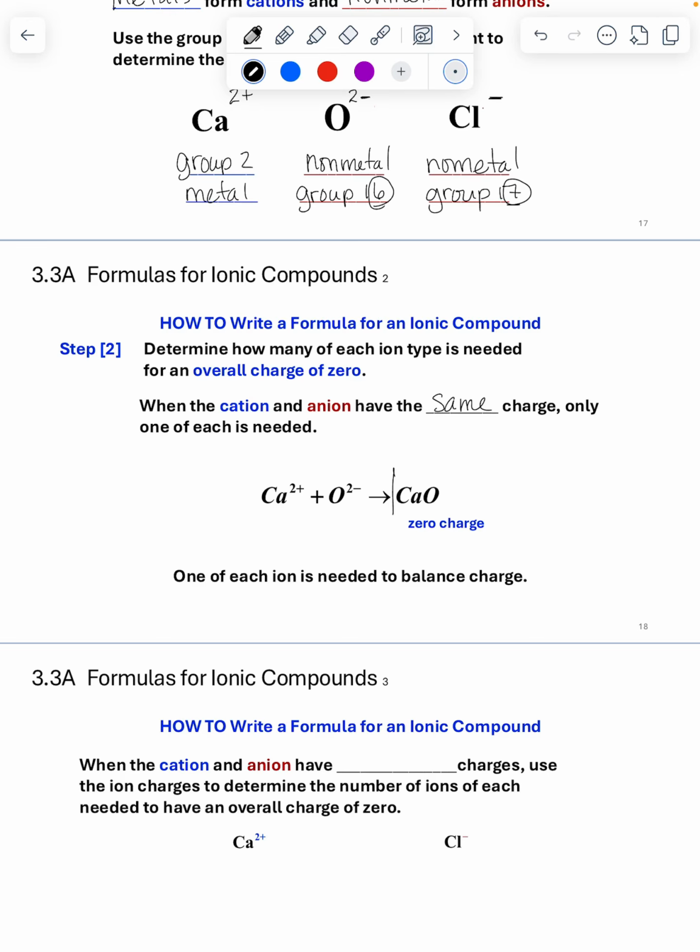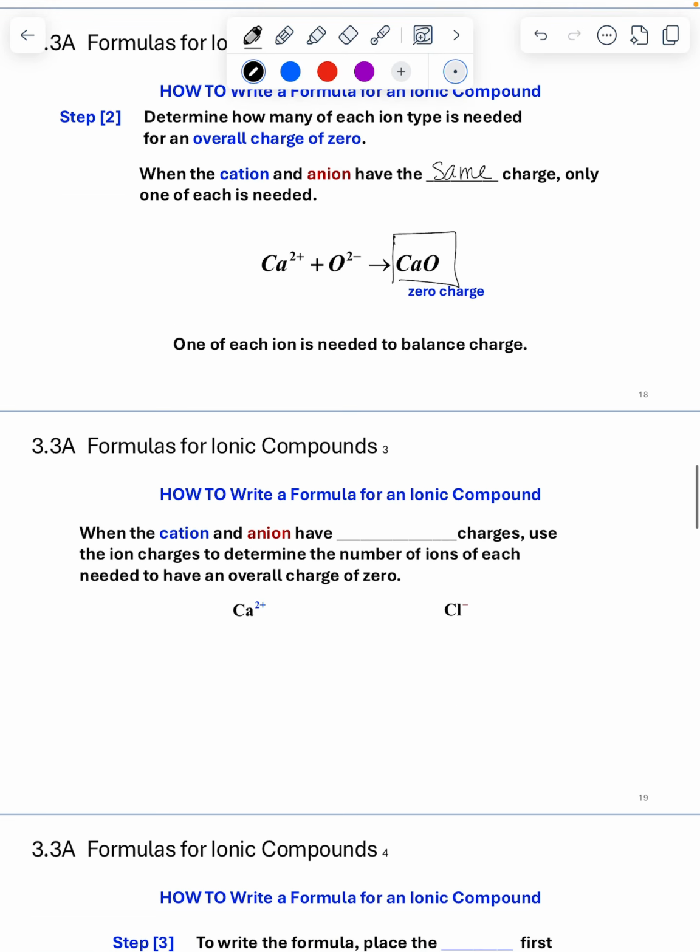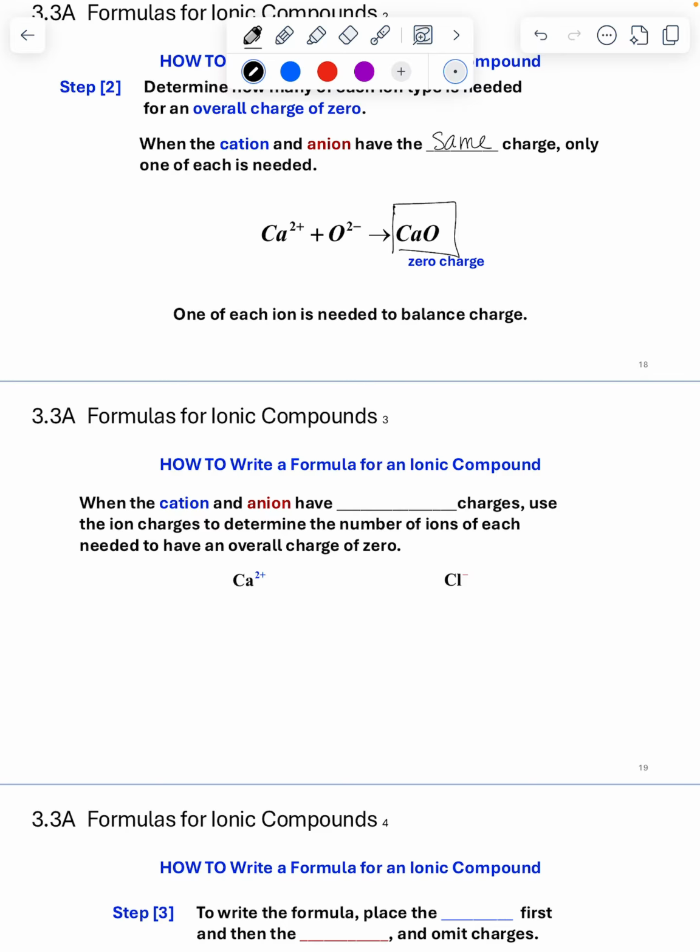Always want the charges to be equal to 0. When the cation and the anion have different charges, then we use the ion charges to determine the number of ions of each needed to have an overall charge of 0. So let's practice with this one.